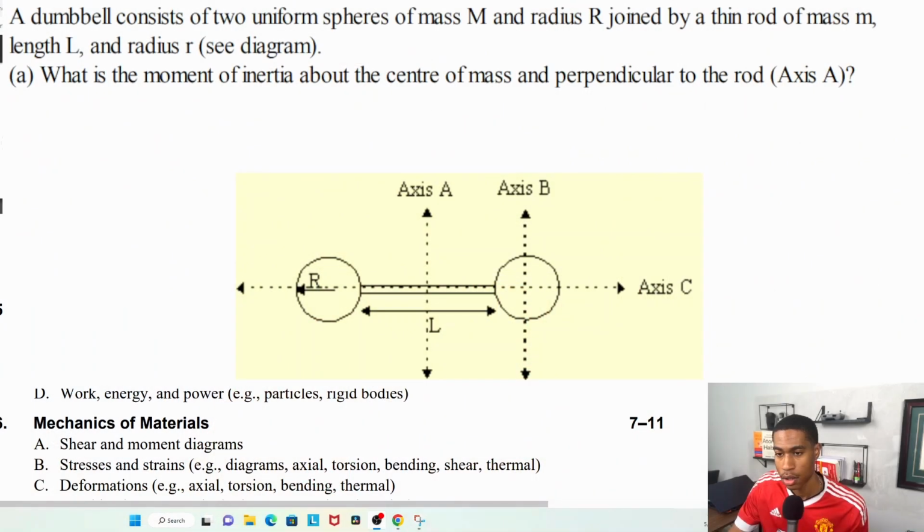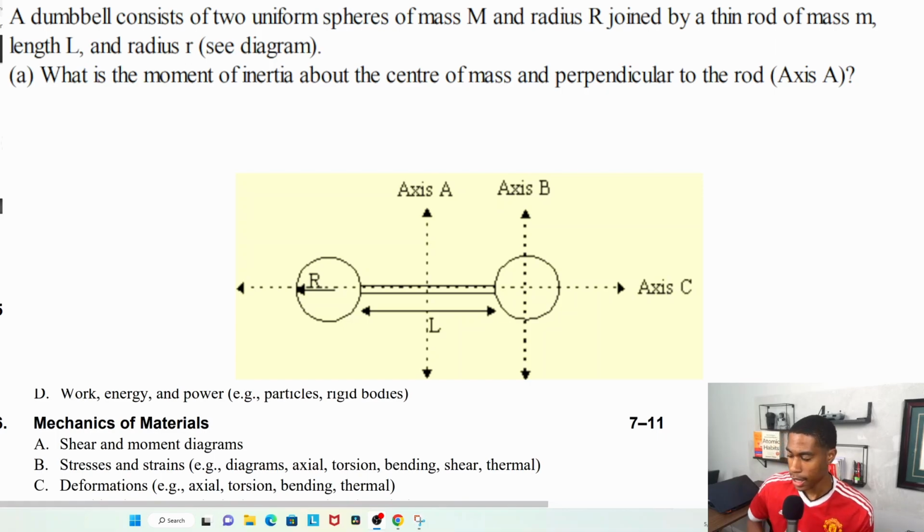So let's go ahead and look at our practice problem for today. All right, so this one says a dumbbell consists of two uniform spheres of mass M and radius R, joined by a thin rod of mass M, length L, and radius R. See diagram. Okay, I see a diagram below. What is the moment of inertia about the center of mass and perpendicular to the rod axis A?